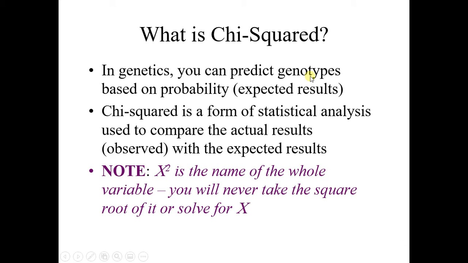One thing to note is that chi-square is a number, and it's represented by this symbol. Chi-square is the name of the whole variable. You'll never be taking the square root or solving for x. A lot of times students get confused with that. Chi-square is the name of the whole variable, so we're never going to take the square root of it. That doesn't really have any meaning to us.